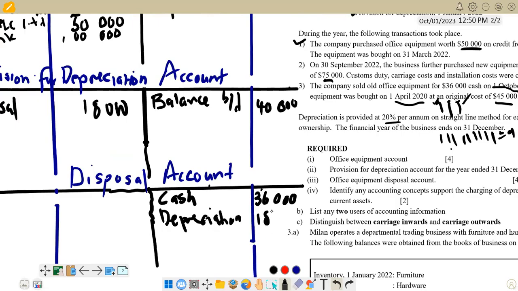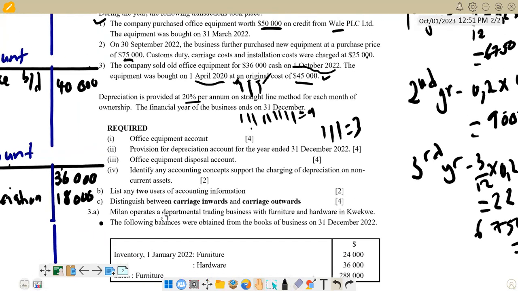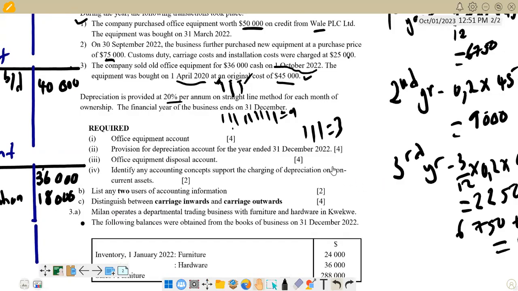Depreciation, which is 18,000. When you do that, we now need to calculate the depreciation for the year that we are supposed to enter on the credit side of the provision for depreciation account. That's the one that we are left with. Already we know the figure for depreciation for the asset that was sold during the year that it was sold. We now have the figure.